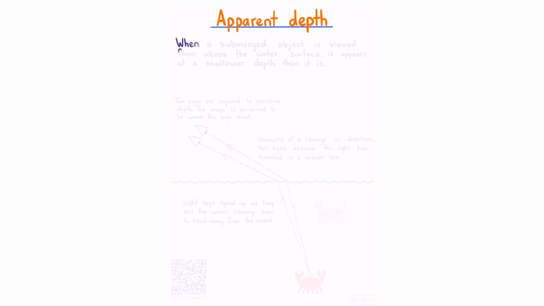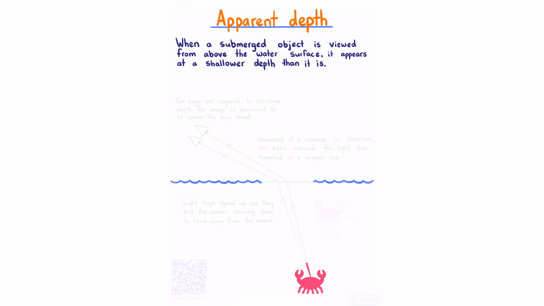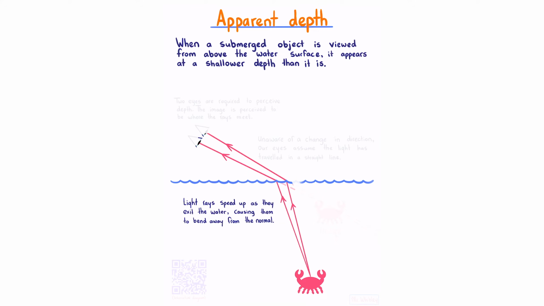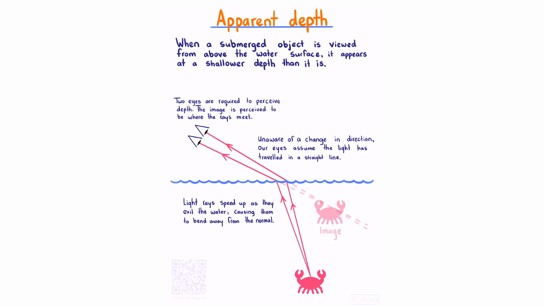Apparent depth. When a submerged object is viewed from above the water surface, it appears at a shallower depth than it is. So if we have a crab beneath the water, light is going to reflect off our crab and travel towards the surface. The light rays speed up as they exit the water, causing them to bend away from the normal, where it strikes our eyes. Two eyes are required to perceive depth. The image is perceived to be where the rays meet, and so unaware of a change in direction, our eyes assume that the light has travelled in a straight line, right back to here. So as you can see, we perceive the image of the crab in a different location to the object.